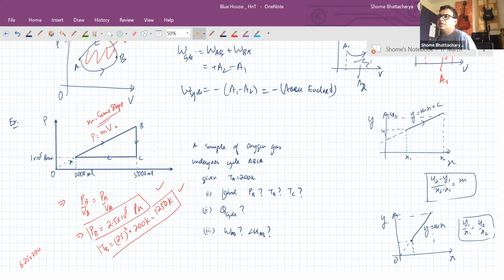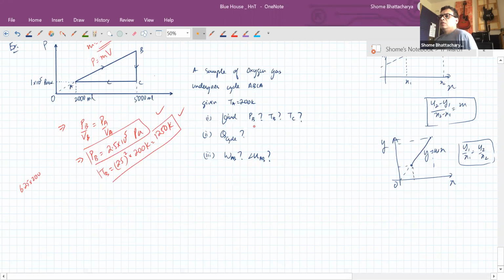And then your pressure is equal to some slope into V plus some constant. Understanding the difference between the two things, yeah. Okay, so we have done this.